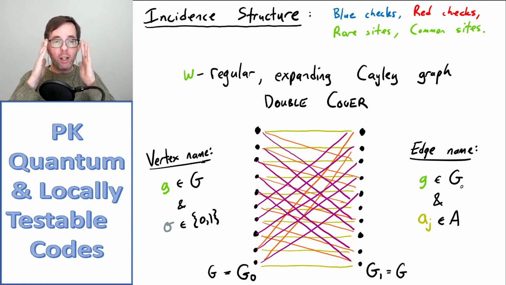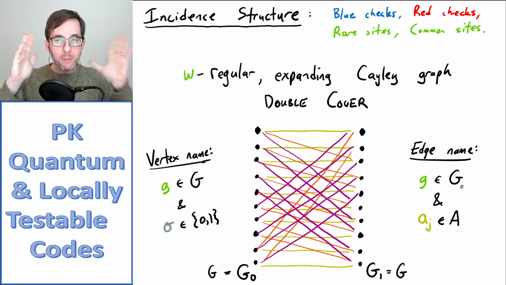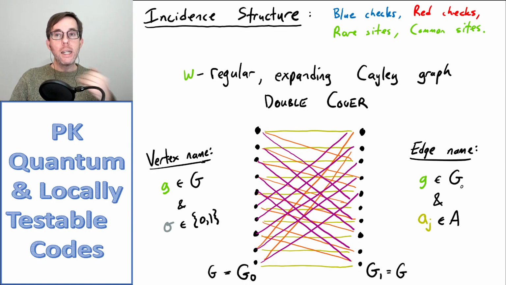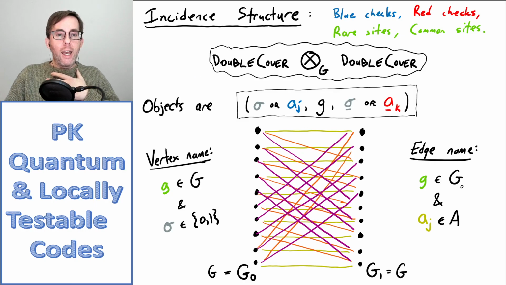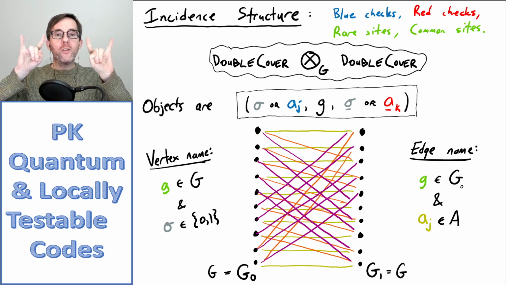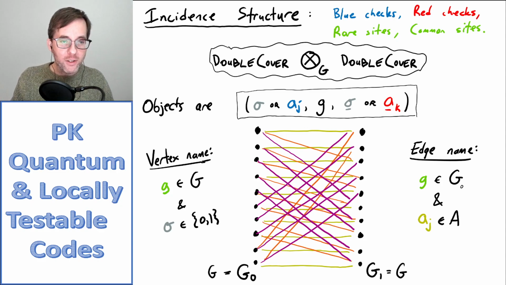Okay, so that's the definition of our double cover of our W-regular expanding Cayley graph, and we will need this in order to describe the incidence structure of this Tanner quantum LDPC code. And now the construction is, here we go, it's some kind of product of the double cover with itself. So again, doubling, duality, the twins. Some kind of G-lifted product or G-twisted product, if you will, of the double cover with itself.